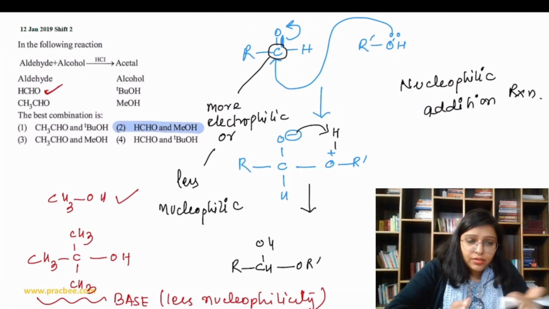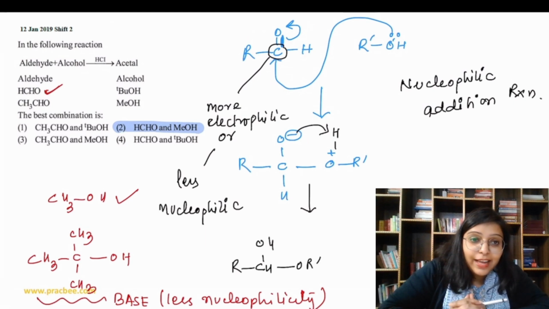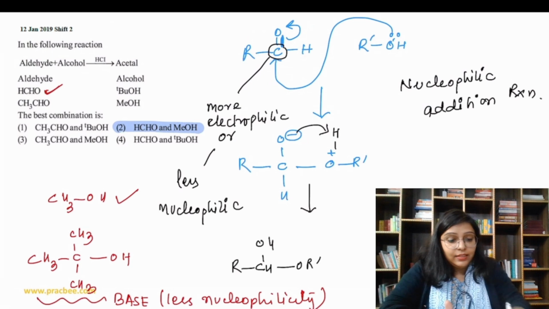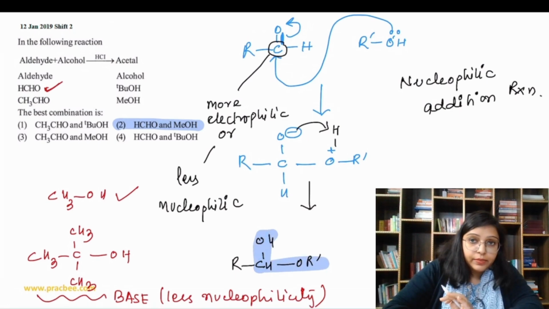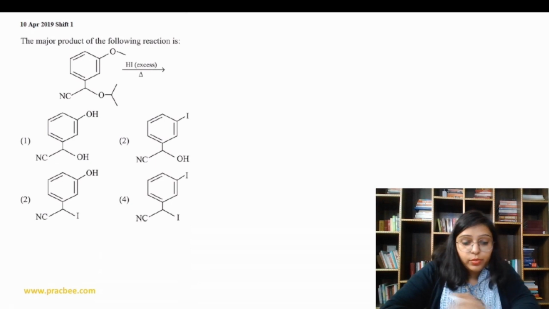Clear? And this is also the reaction of aldehydes and ketones in which we have the formation of acetal. This is hemiacetal. Okay, that's it. Now let's do the next question.